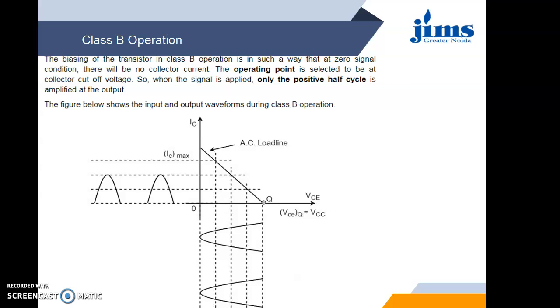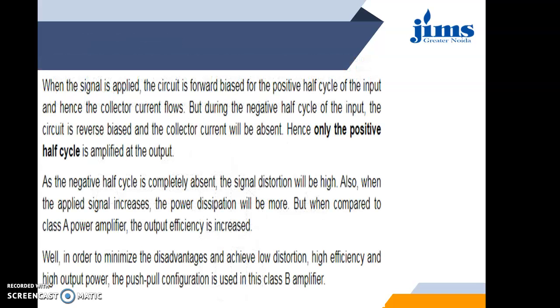This is the Q point graphical representation showing us that the Q point is lying exactly at the cutoff axis, due to which only half of the cycle is obtained at the output and the remaining half is cut off. So the conduction angle is only 180 degrees and the current flows for only half of the cycle, or the voltage appears only for half of the cycle. So this is the biggest drawback.